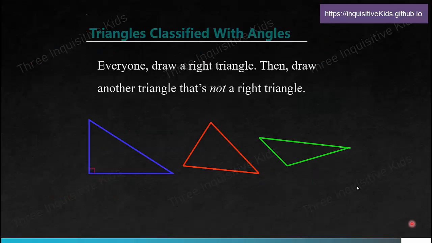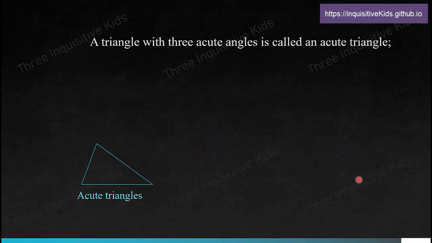Triangles classified with angles. Everyone, draw a right triangle. Then draw another triangle that's not a right triangle. After you have your two triangles, compare them. A triangle with 3 acute angles is called an acute triangle. This is an example of an acute triangle. It has 3 acute angles.